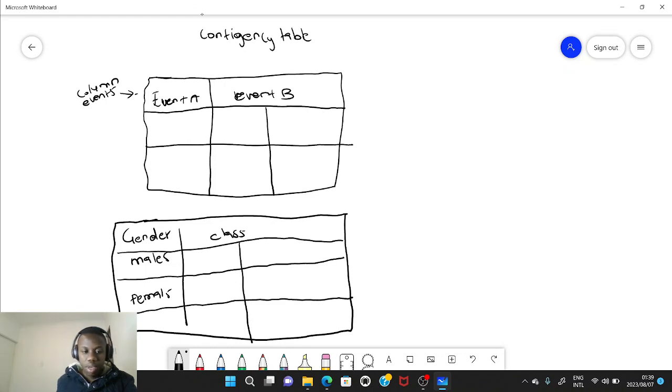okay, here we'll have total, right? And then under class we'll have class A, here we'll have class B. So A represents this column in this case, and B represents this column, right? So we have two different classes and we have two different genders. So in this case we have two different events. My gender represents event A, and my class represents event B, right?